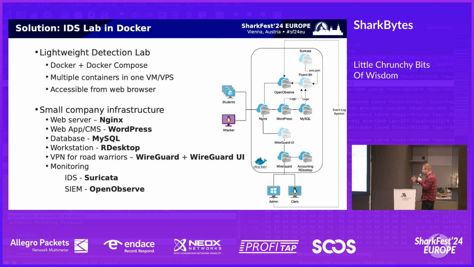And there is also the possibility to connect other machines, like remote workers and so on, with WireGuard. These machines could be either physical or other virtual machines, which can connect through WireGuard directly inside the Docker network. And thanks to the WireGuard UI, it is also very easily manageable through the web browser.